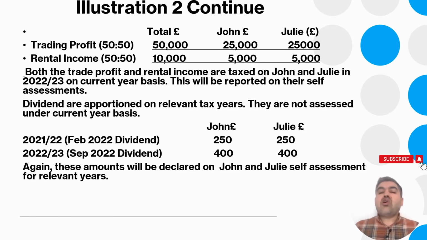Dividends are apportioned to the relevant tax year. So dividend is slightly complicated; they are not assessed under the current year basis. Remember, one part of the dividend, this £500, was received in February 2022, which falls in the tax year 2021-22, so £250 to Jones and 250 to Julie. Then the other portion in September falls in 2022-23. That was 800, so 400 to Jones and 400 to Julie. Again, this amount will be declared on John and Julie's self-assessment for the relevant tax year.